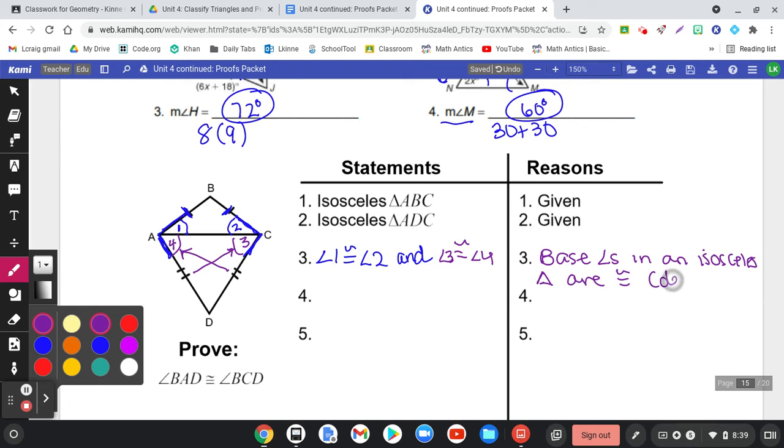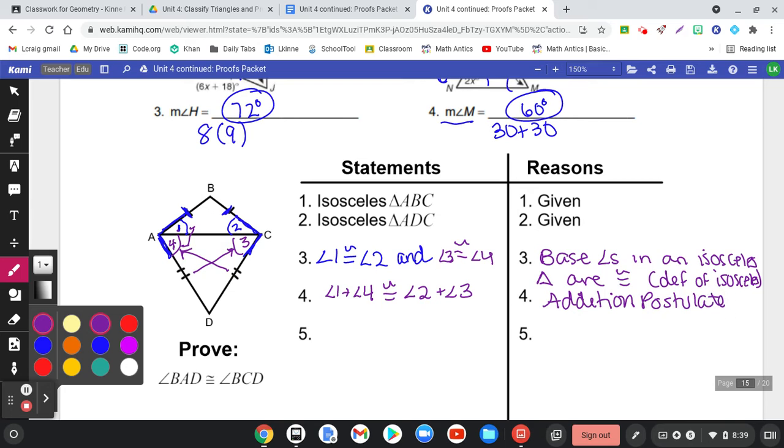Or you can say definition of isosceles. Couple options there. Okay, so now we're trying to prove the whole angle. We know that the parts are the same, so what if we add these together? So if I take angle 1 plus angle 4, it's the same as taking angle 2 plus angle 3. And that's just addition postulate, or just addition.